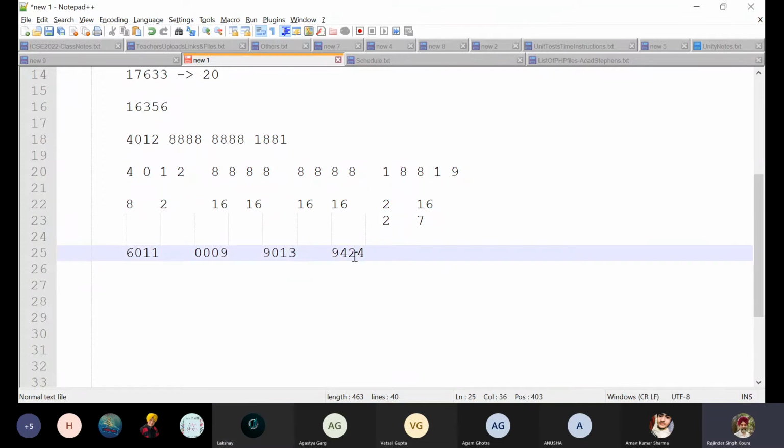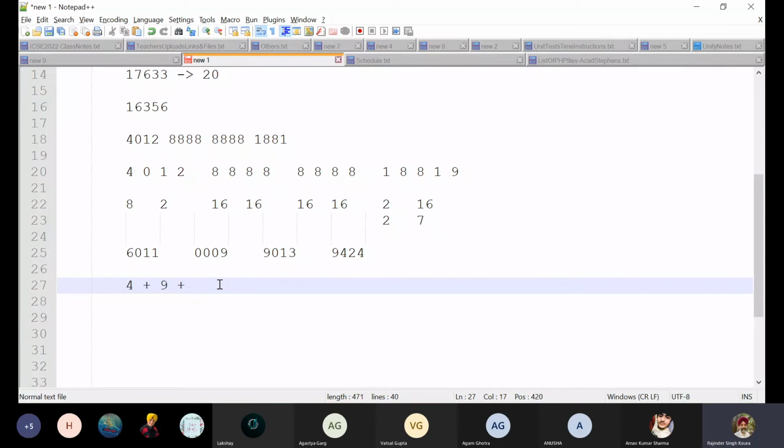ओके, 2 का डबल क्या आता है? मैं यहाँ से लिखना शुरू कर देता हूँ. 4 प्लस 9 का डबल क्या आता है? 18. 8 plus 1 is 9. Okay, then comes 1. 1 का डबल is 2 plus 9, इसका डबल भी 9 आता है. Then 0. 0 का डबल 0 है. Then 0. 0 का डबल 0 है. Then 1, उसका डबल 2 है. Then 6, जिसका डबल 12 है, और 1 plus 2 3 है.